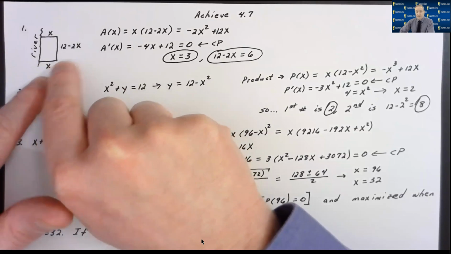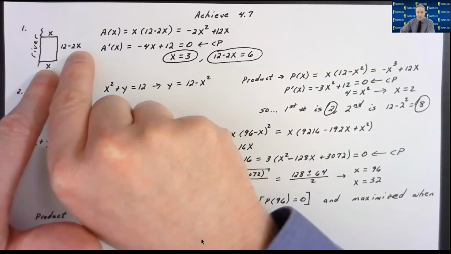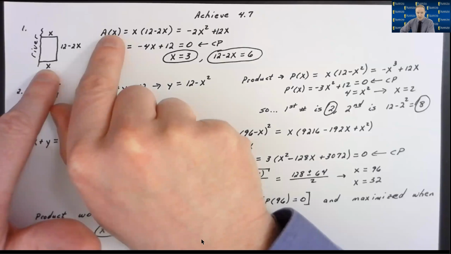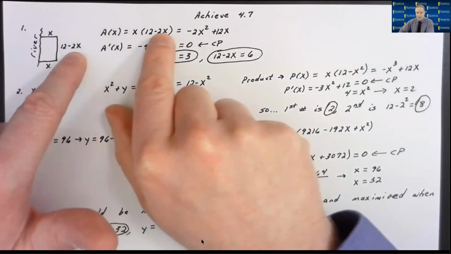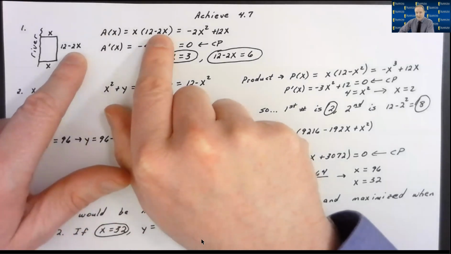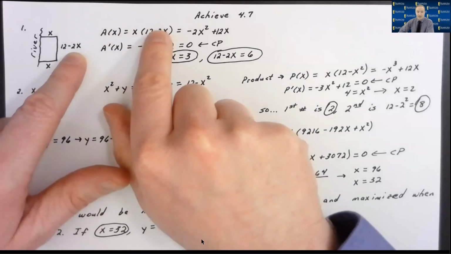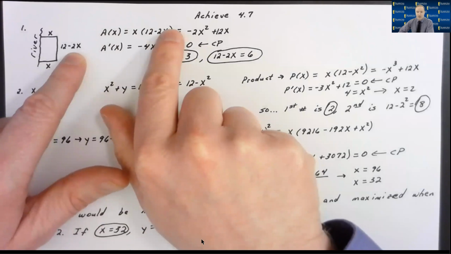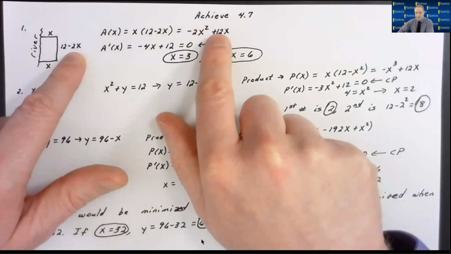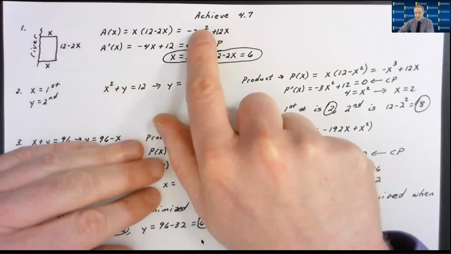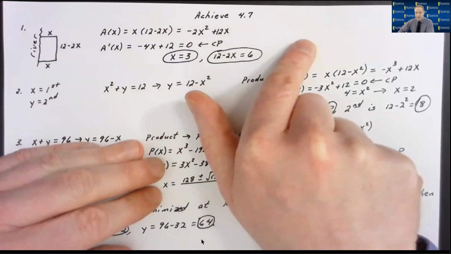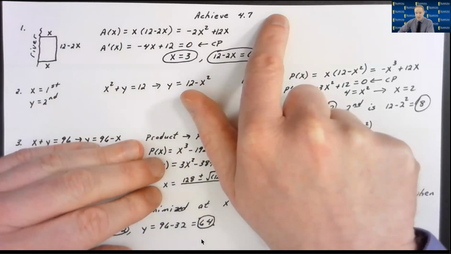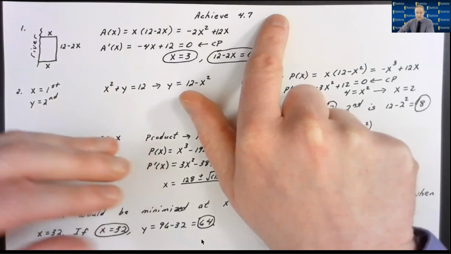Now I know area of any rectangle is just length times width. So I said the area with respect to X is X times 12 minus 2X. I distributed that X through there and wrote it in descending order, so I have negative 2X squared plus 12X. Now automatically I know, this is a negative quadratic. Clearly its maximum point is going to be at the vertex.